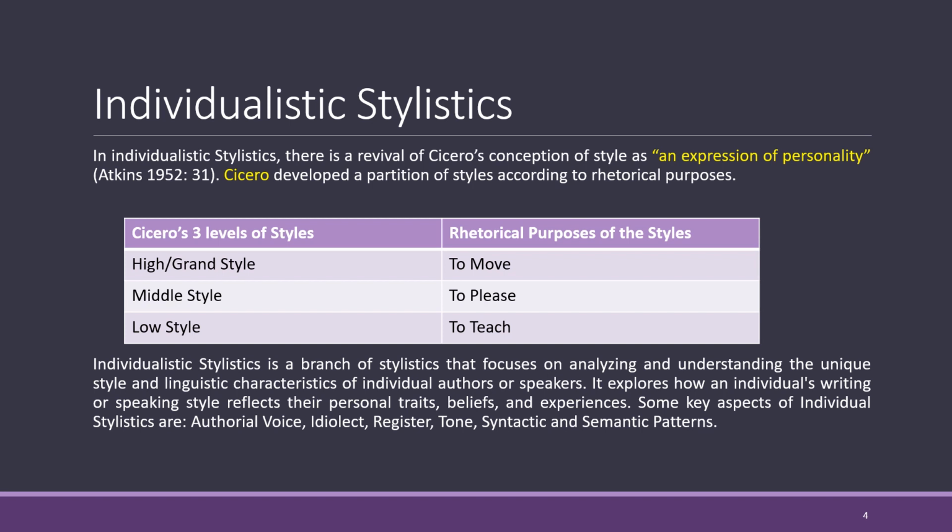Individualistic stylistics is a branch of stylistics that focuses on analyzing and understanding the unique style and linguistic characteristics of individual authors or speakers. It explores how an individual's writing or speaking style reflects their personal traits, beliefs, and experiences. Some key aspects of individualistic stylistics are authorial voice, idiolect, register, tone, and syntactic and semantic patterns.